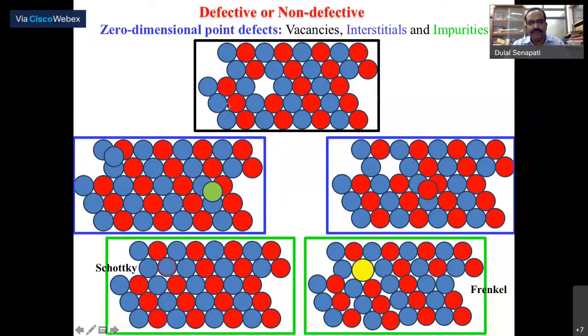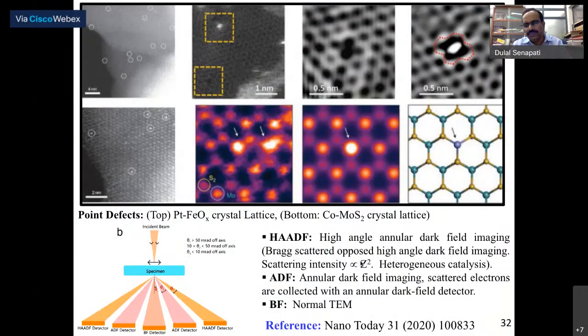So the first thing is, it could be a Schottky defect or it could be a Frenkel defect. The Frenkel defect is usually when one of the lattice points is substituted by a different type of atom. Those things we can nicely find by transmission electron microscope, by varying the angle of the dark field imaging.